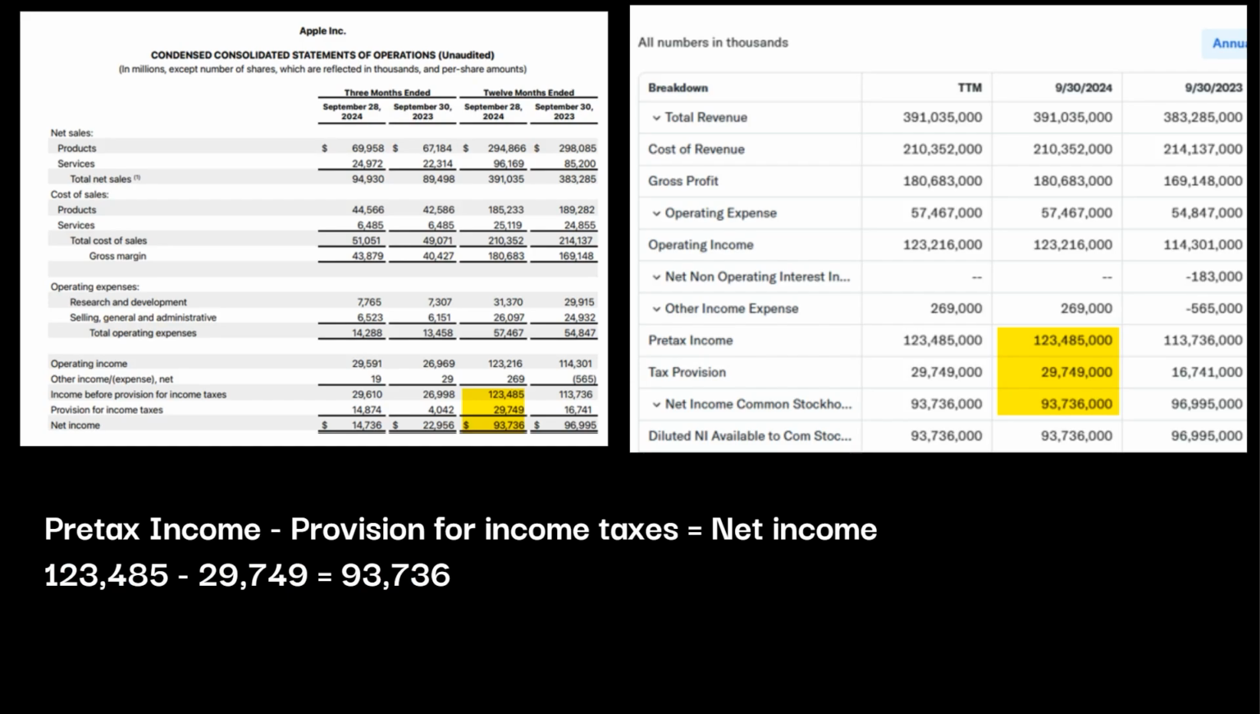And again, just take 123,485 minus 29,749. We get a value of 93,736. Okay, now that is going to be the core of our income statement. But we're going to also talk about shares as well as other data that Apple has provided us.